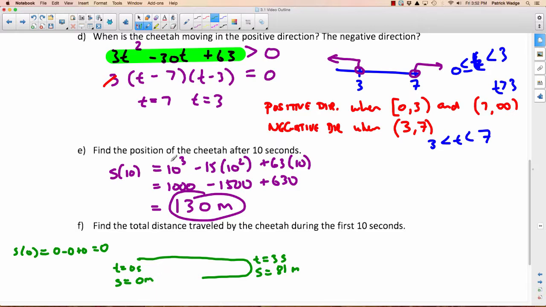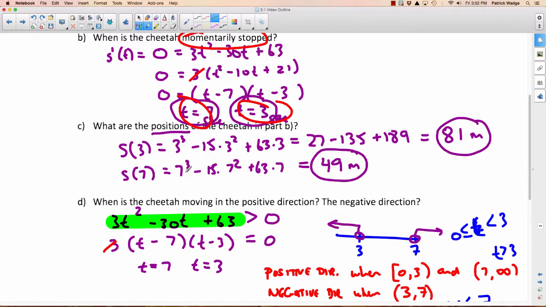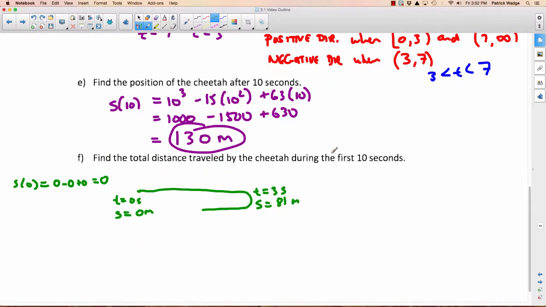Okay, so that was when it's traveling in the positive direction until 3 seconds. It's momentarily stopped. Now it's moving back in the negative direction until it hits 7 seconds. Where is it at 7 seconds? We got that right here. It's at 49. So you want to come back a little more than halfway, so probably around here. This would be at time equals 7 seconds, and we said at this point s equals 49.